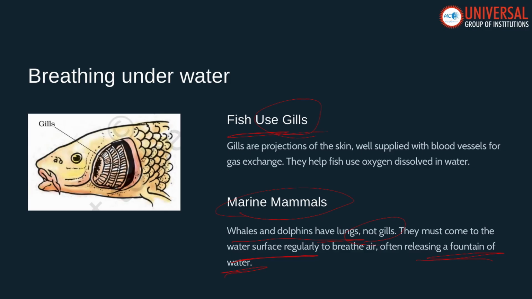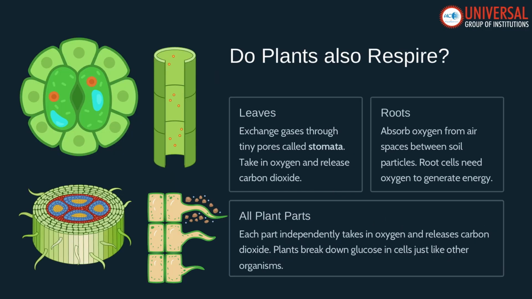Now we'll look into respiration in plants. Do plants also respire? Yes, plants also respire. In leaves, gas exchange happens through tiny pores called stomata, and they take in oxygen and release carbon dioxide. So what is respiration? Respiration in plants is a process by which plants break down glucose made during photosynthesis to release energy using oxygen, and release carbon dioxide. Although plants make their own food, they also respire just like animals.